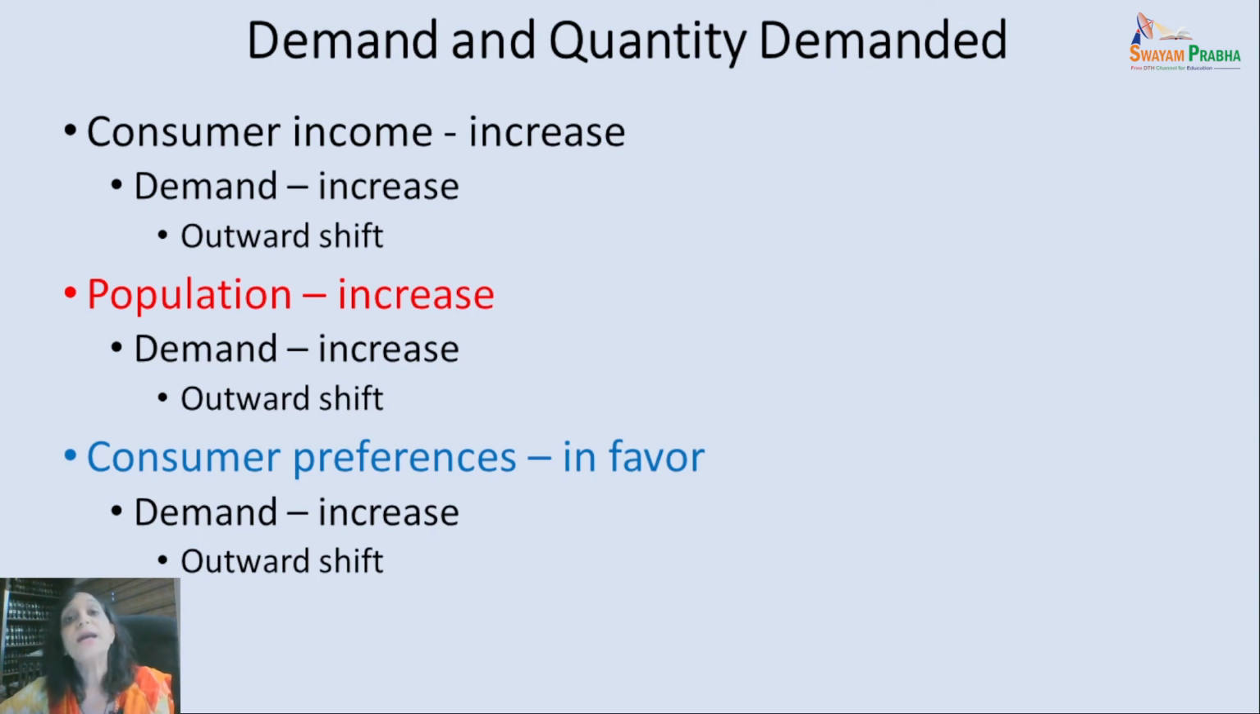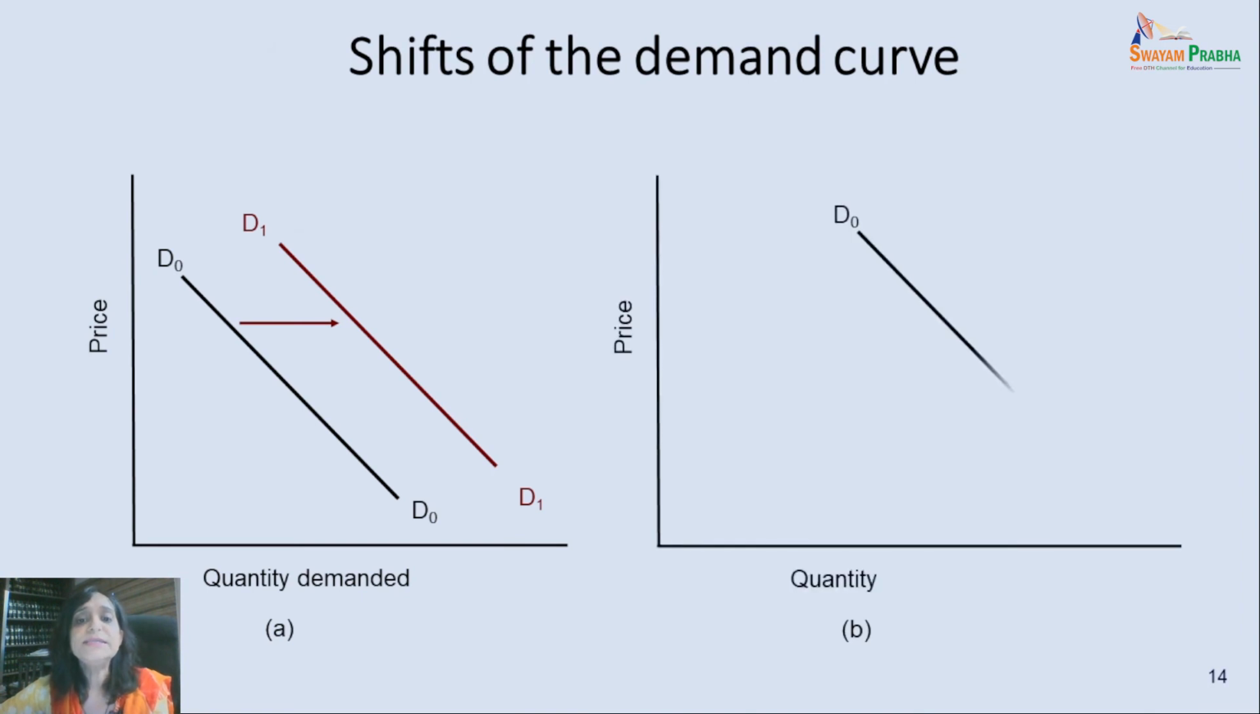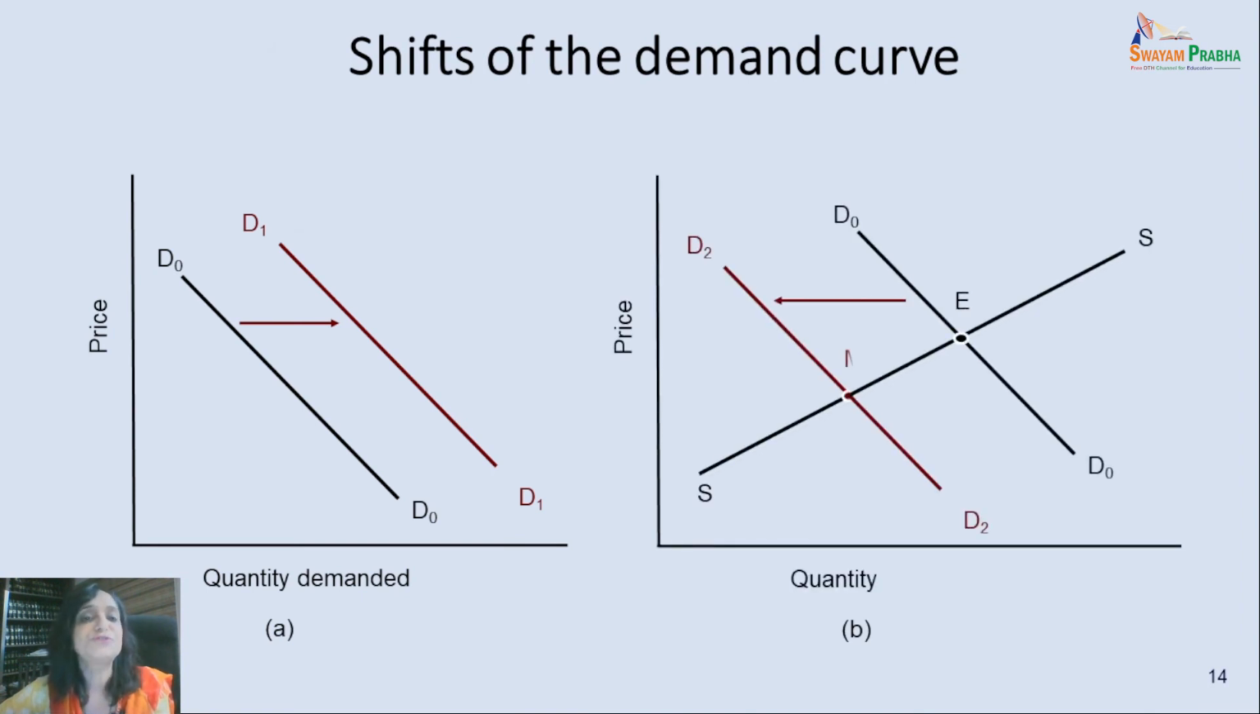If determinants other than the price change, then we will see the shift of the demand curve. So these are some examples of the shift of the demand curve. The initial demand curve was D0. It shifted outside: consumer income increases, tastes and preferences in favor of the product, population increases. You see the shift happening outside. On the other hand, we see a shift happening in the B panel. The shift is happening inside from D0 to D2.